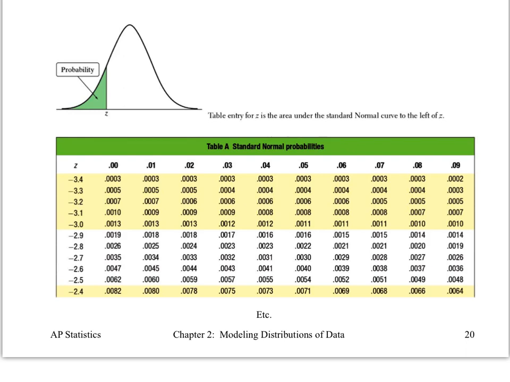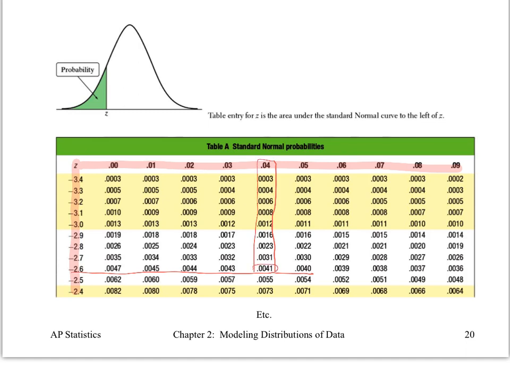Let's take a look at some of the features. To begin with, the shaded area on the curve up above the table is on the left. So that's indicating to us that this table always reads from left to right. Next, I'm going to draw your attention to the Z column and the Z row. This is how we find the specific z-score that we are looking for. If we were looking for the z-score of negative 2.64, we would go to the negative 2.6 row until it intersected with the 0.4 column.